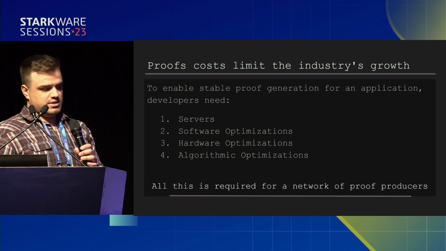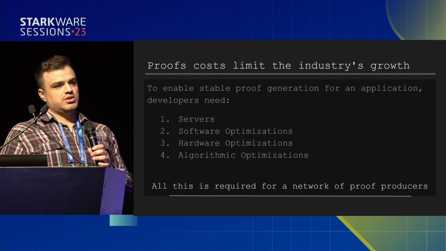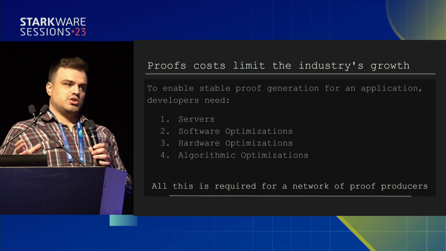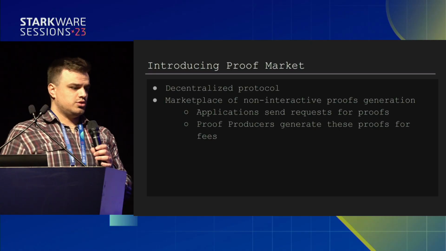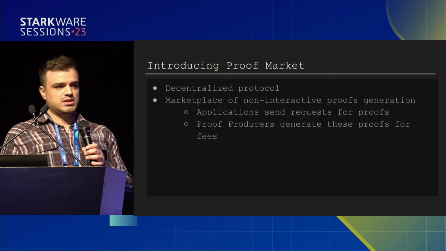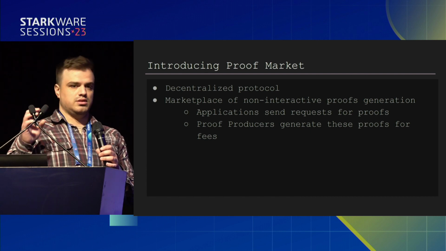And that's still not enough, because even in this case, you cannot rely on a centralized node, because a centralized node affects the liveness of the system, it affects the throughput of the system, and actually you need a network of proof producers. Here we introduce Proof Market. Proof Market is a decentralized protocol that delegates the proof generation process from proof demand applications to a network of professional hardware operators.